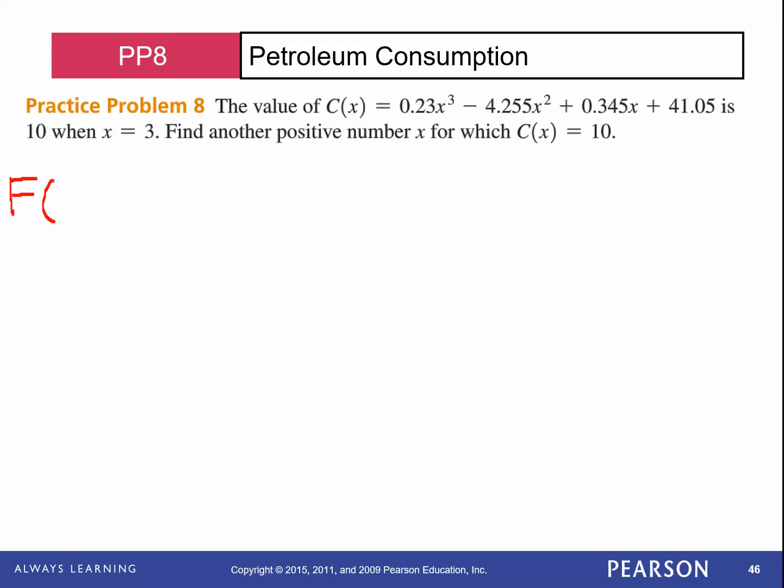So f of x, original function, and I'm going to write it down underneath. It should be horizontal across here. So see if this makes sense. f of x equals c of x minus 10.